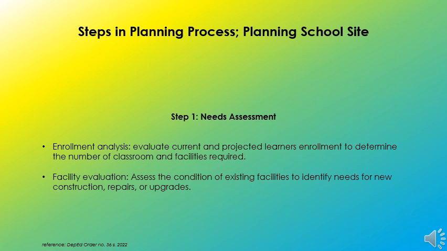Step 1. Needs assessment. In this step, we need to assess the following. We need to undergo an enrollment analysis. We need to evaluate current and projected learners' enrollment to determine the number of classrooms and facilities required. Next is facility evaluation. We need to assess the condition of existing facilities, identify needs for new construction, repair, or upgrades.